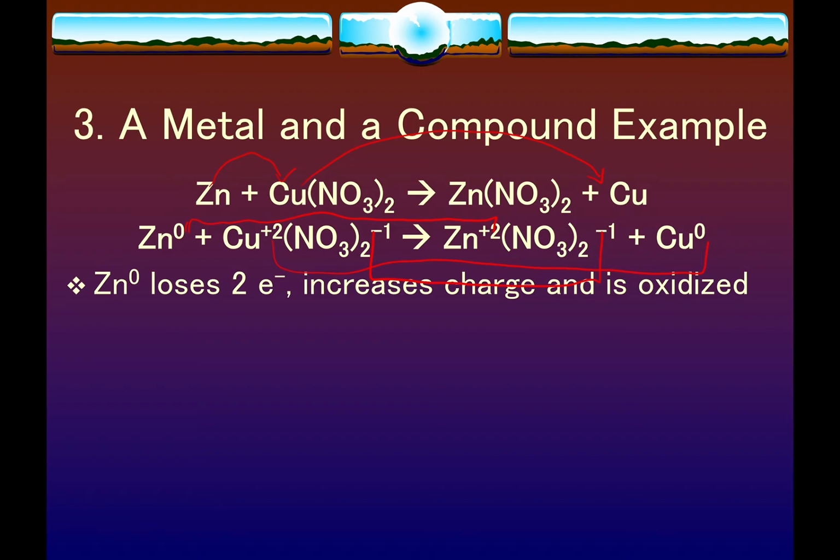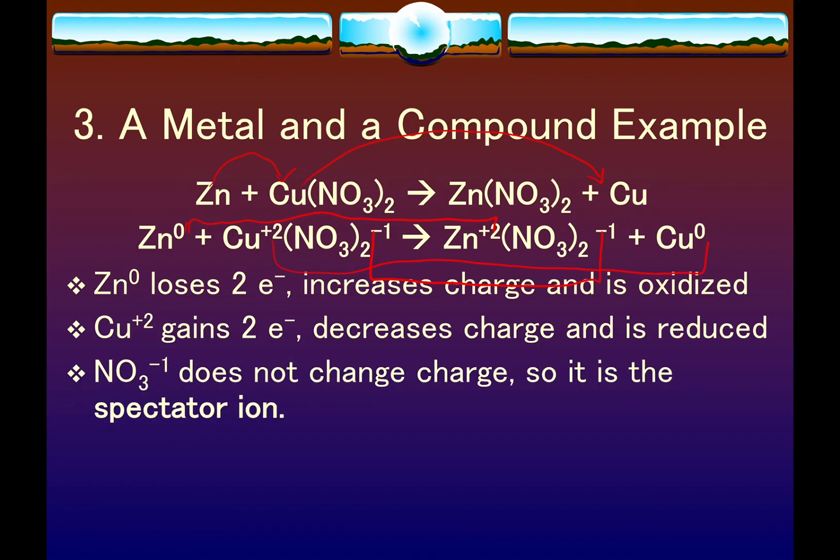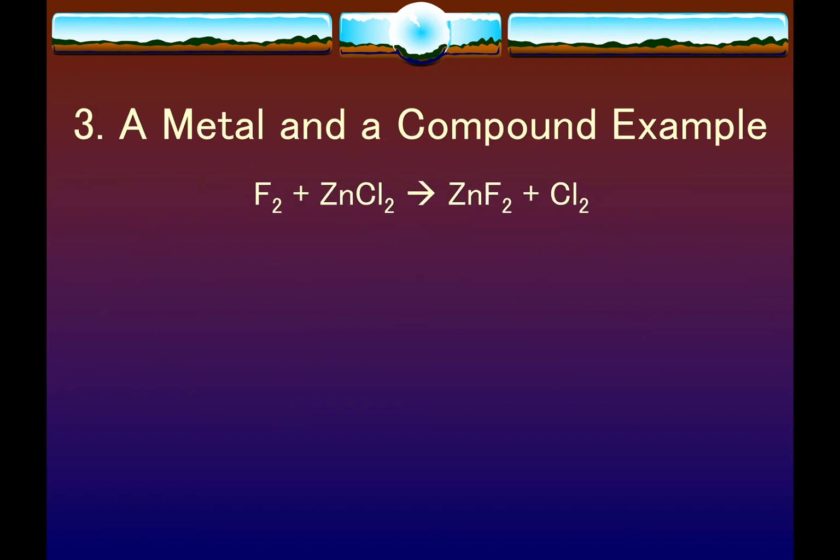The zinc 0 loses 2 electrons as it bonds with 2 nitrates. Increases in charge, so therefore it has to be oxidized. Copper +2. It's going to gain those 2 electrons that zinc lost, decrease its charge, so it's being reduced. And that nitrate is going to be the spectator ion. It doesn't change its charge. The polyatomic ions are always going to be your spectator ions since they don't change charge.